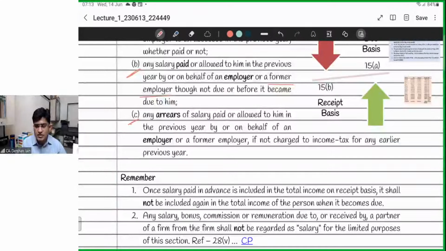Now, these arrears are to be taxed in the year in which they are paid, or when it becomes certain that you are going to receive those arrears. Usually the government employees do get hikes. You would have heard about pay commission. There are pay commissions which are set up by the government. So the last pay commission in India was the 7th pay commission, which was established in 2013, and they gave recommendations.